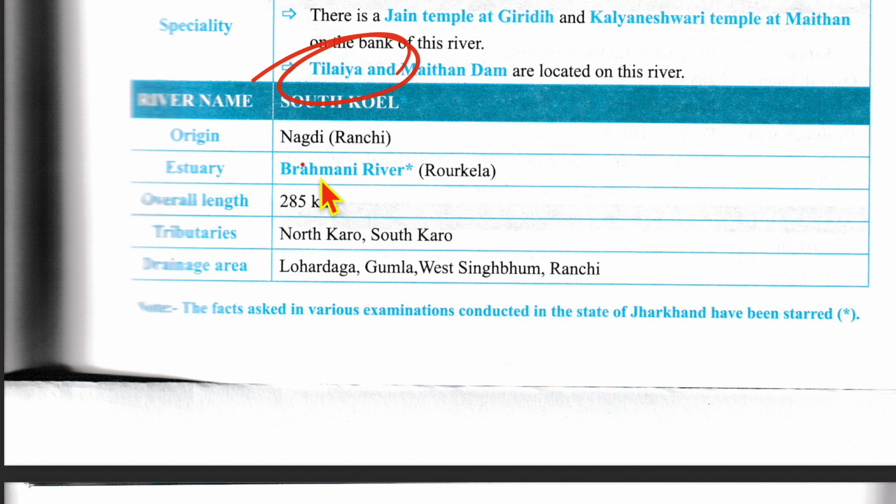Now, South Koel, origin is in Nakadi, Ranchi. It forms tributary of Brahmani river that is in Raulkela. It meets it in Raulkela. Overall length is 285 kilometers. Tributaries are North Karo and South Karo rivers. Drainage area is in Lohardaga, Gumla, West Singhbhum and Ranchi district.